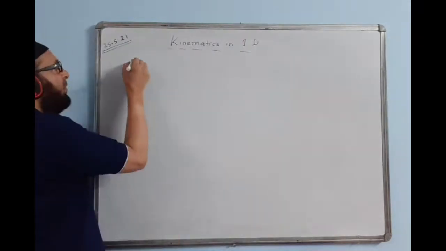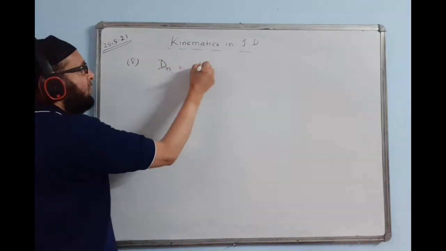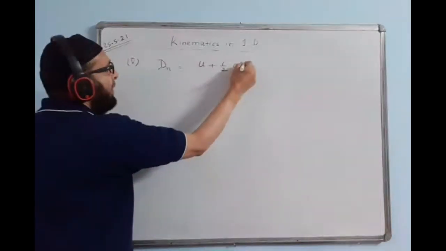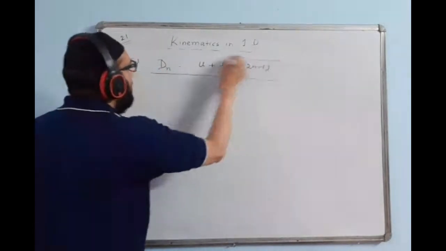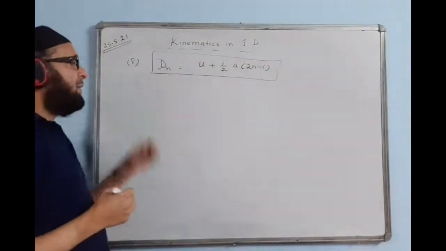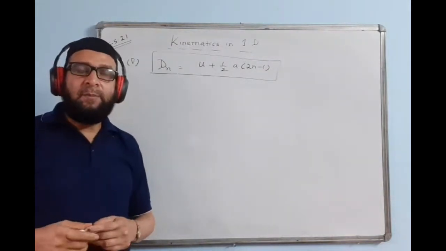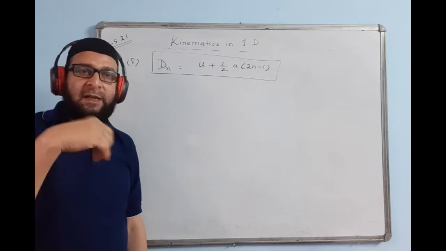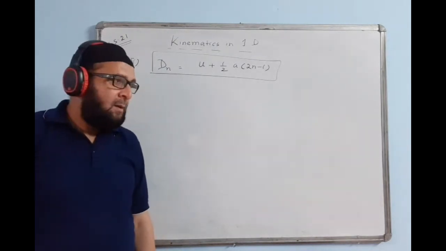Formula number 5, the formula was like this, if you remember, dn is equal to u plus half a bracket 2n minus 1. This was the formula, no? We will derive it. dn stands for distance moved by the body in nth second of time. First, we try to understand the logic behind, okay?